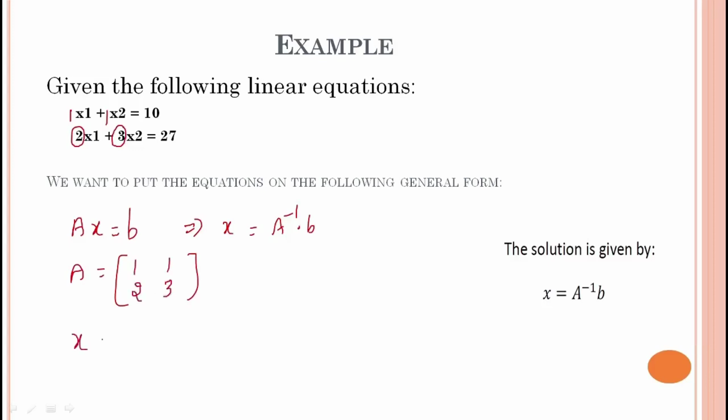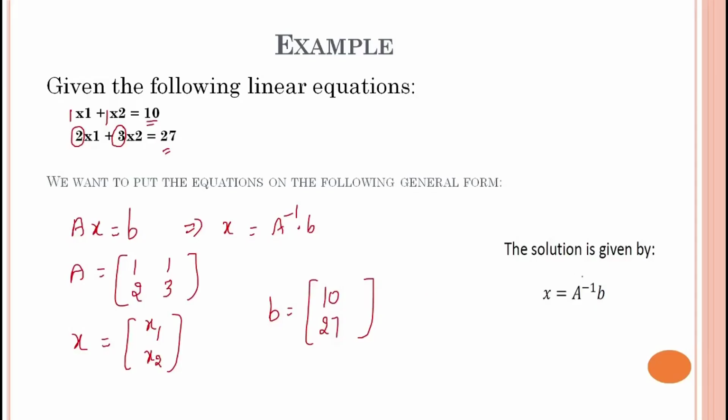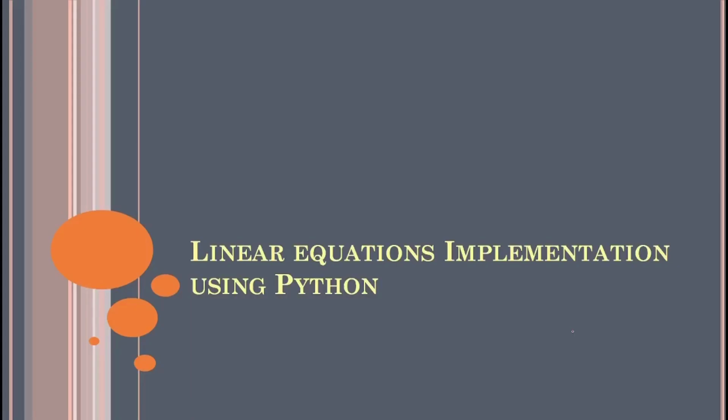Now what is x? So x clearly represents x1 and x2. And what is b? On the RHS you can see 10 and 27 will be b. Now after understanding what needs to be taken as input and how we can produce the output, the output will be produced by writing x is equal to A inverse dot b. So now we can go for the implementation part using Python.